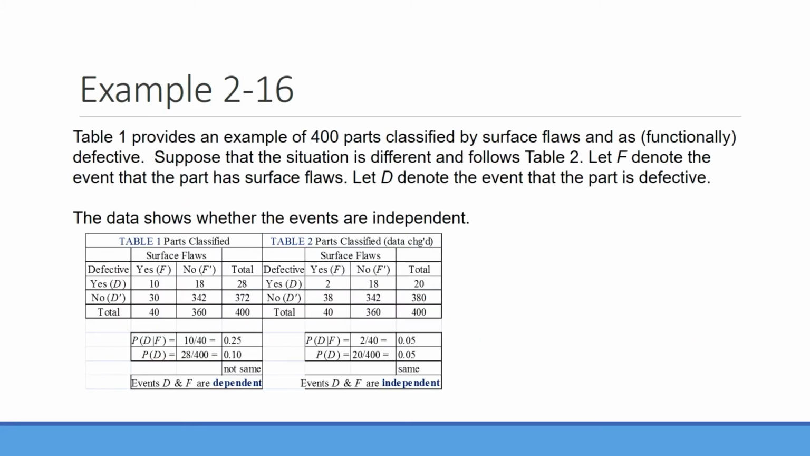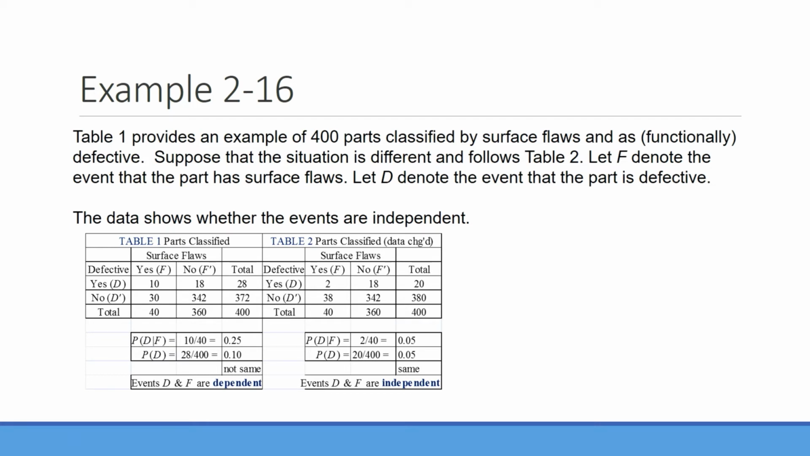So let's take a look at this example from the text. Table 1 provides an example of 400 parts that are classified by surface flaws as functionally defective. Suppose that the situation is different and follows Table 2. So let F denote the event that the part has surface flaws. D denotes the event that the part is defective. So one is flaws just on the surface. The other one is actually that the part is defective.